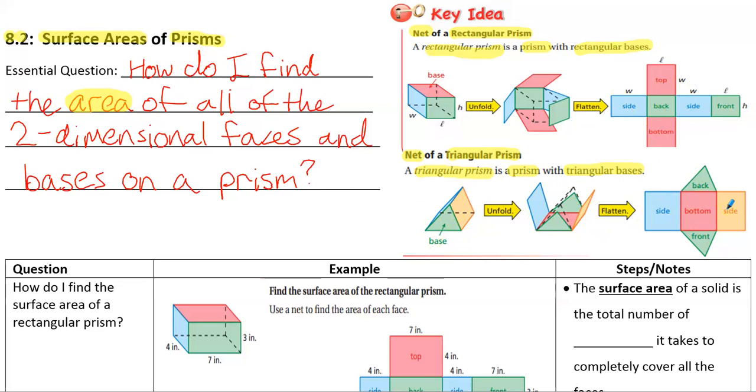2 of them could be the same. All 3 of them could be the same. It depends on what the dimensions are. That means what the measurements are.